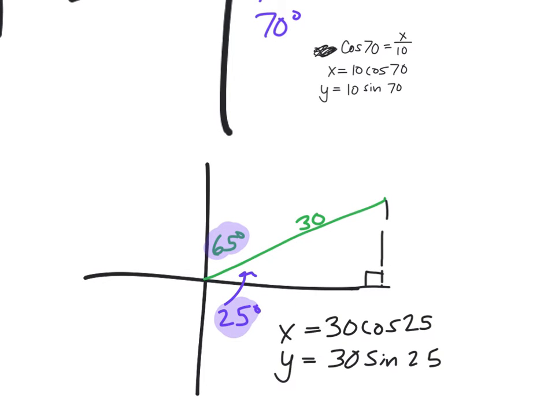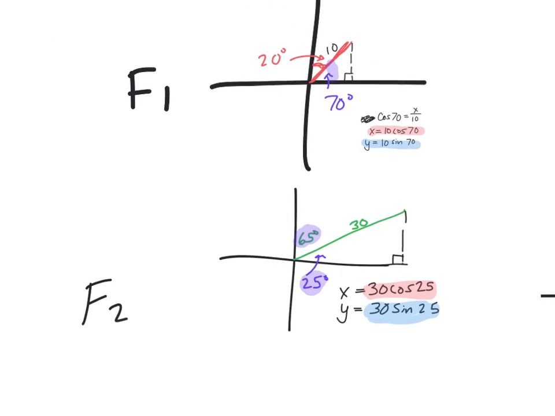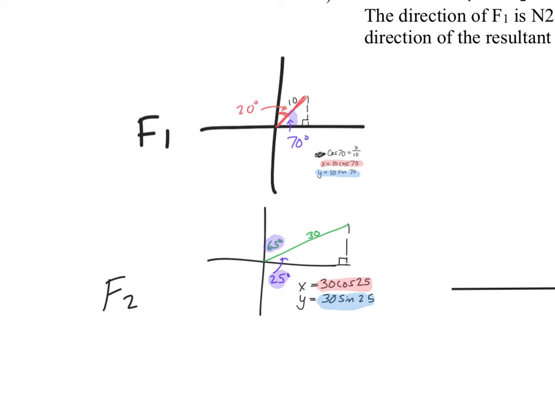So our x component on force 1 will be 10 times cosine of 70, and our y component would be 10 times sine 70. Similarly, down here on force 2, we'll have 30 times cosine of 25 for our horizontal component, our x component, and our vertical component will be 30 sine 25. Make sure you're in the correct mode with your calculator. I know we've been dealing mostly with radians. We want to make sure we're in degrees here.